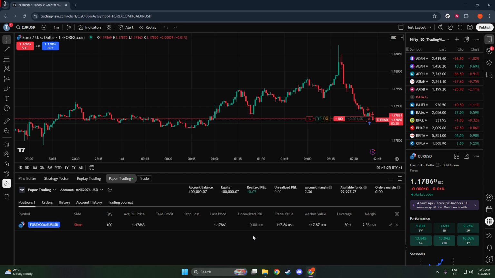By practicing with paper trading, you can gain confidence in executing this kind of trade in live market conditions later on. Happy trading!